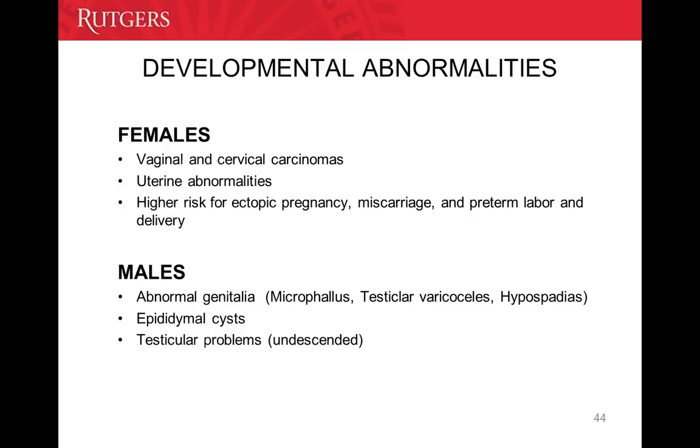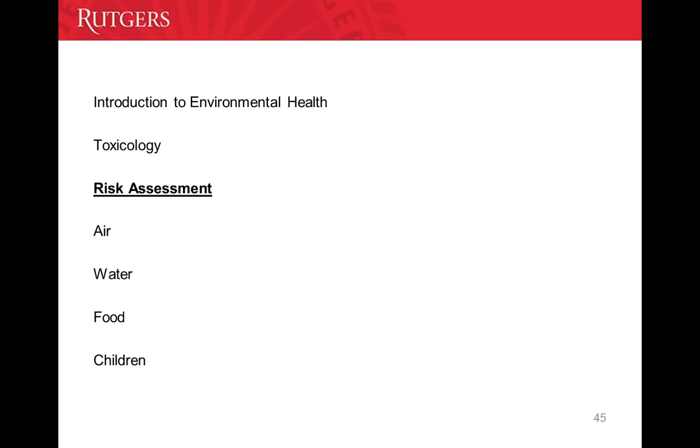Females, we had vaginal and cervical carcinomas, uterine abnormalities, higher risk for ectopic pregnancies. For the longest time, we just focused on the girls, but then we realized the boys also had some problems. And if you look at the data, abnormal genitalia, microphallus, hypospadias, epididymal cysts, and undescended testes. So these had direct effects on the offspring of both sexes.